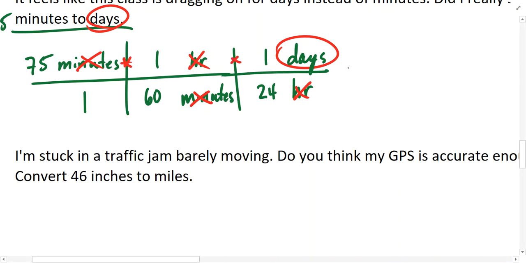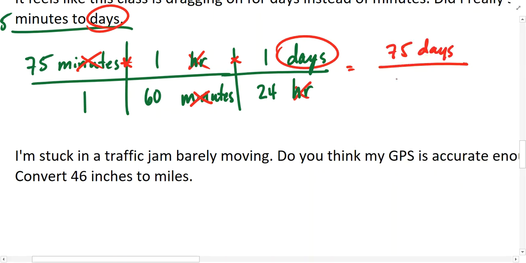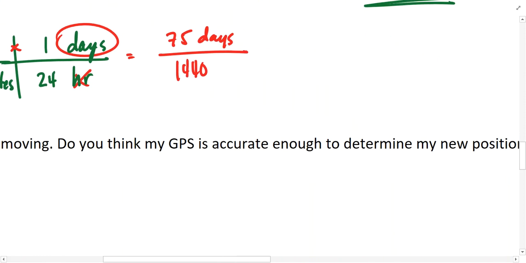So I'll go ahead and multiply across the top. 75 times 1 times 1, which is 75, and the units that are left over are days. And in the bottom, 1 times 60 times 24. Well, 1 times 60 is 60, times 24 is 1440. No units in the denominator.